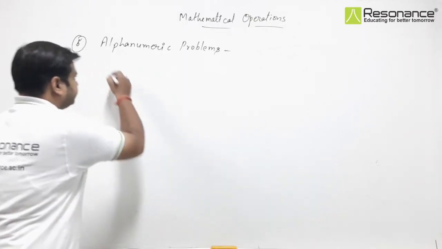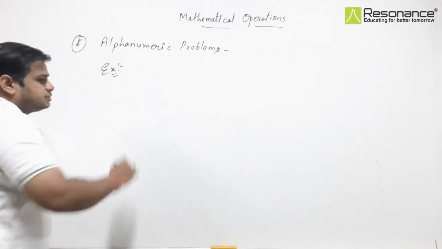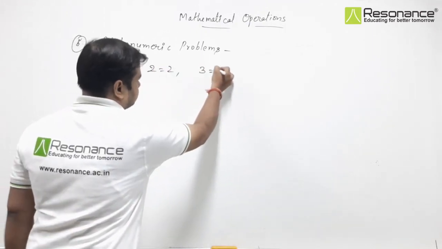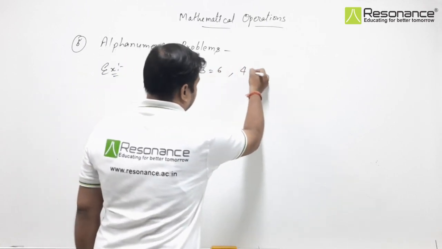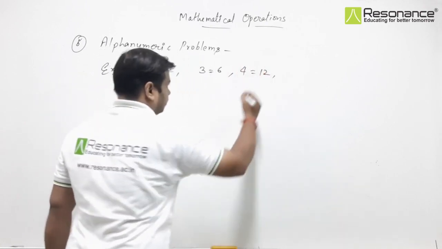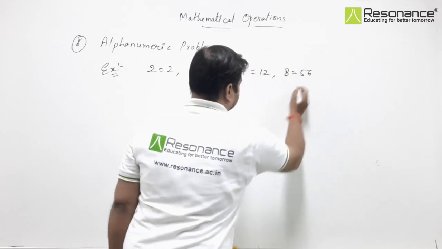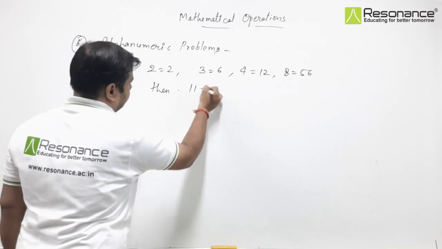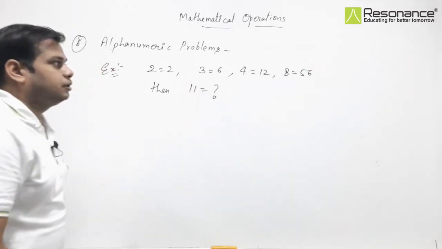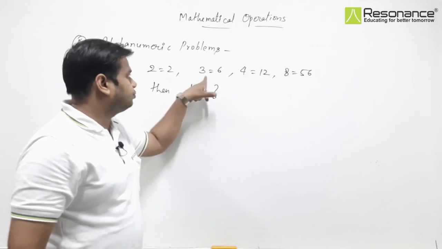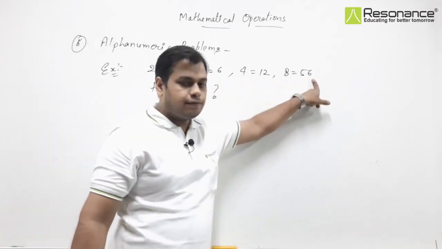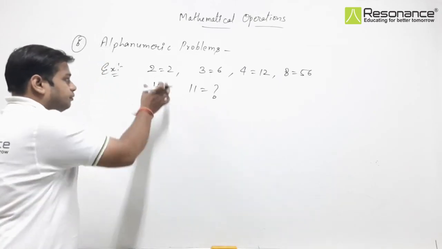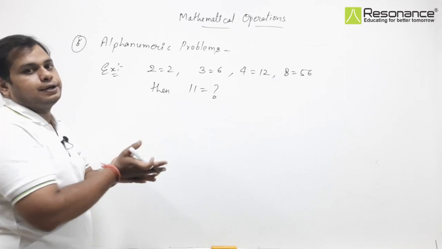One last type of question we can have in alphanumeric puzzles is like 2 equals 2, 3 equals 6, 4 equals 12, 8 equals 56, then what should 11 equal? If 2 equals 2, 3 equals 6, 4 equals 12, 8 equals 56, then what should 11 equal? So we have to understand what's going on here.